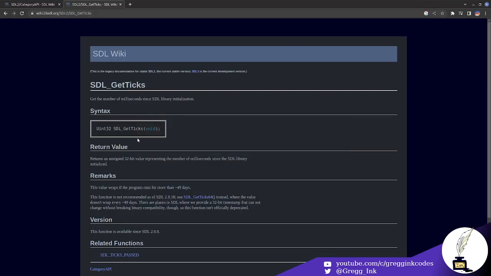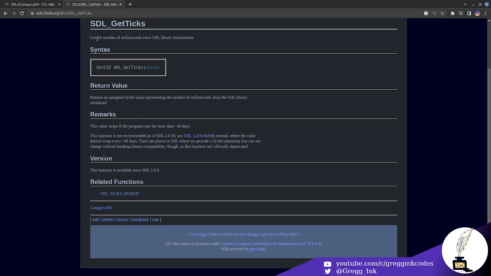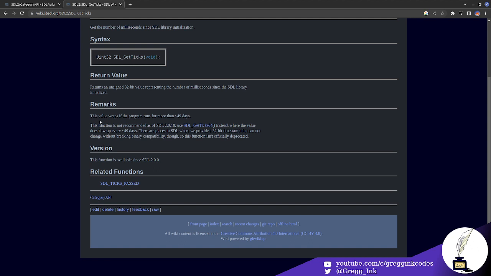So here, SDL get ticks. Get the number of milliseconds since SDL library initialized. Now, this function is not recommended as of SDL. Use instead where the value doesn't wrap.